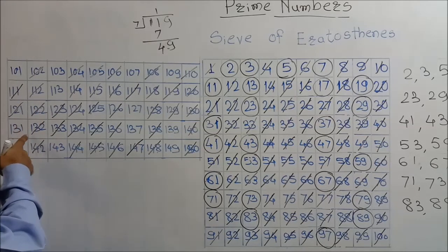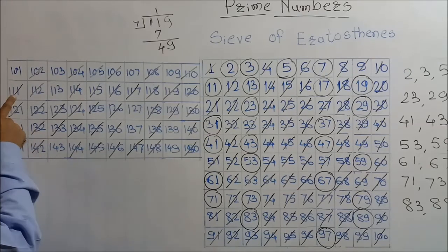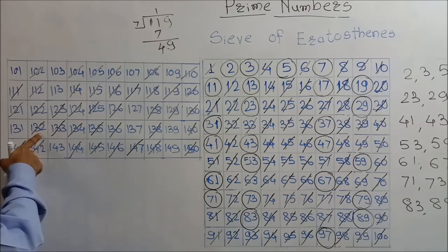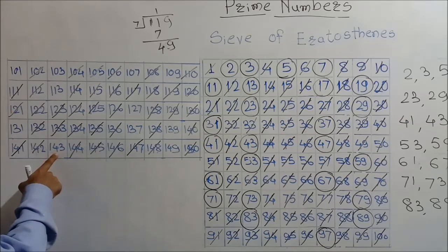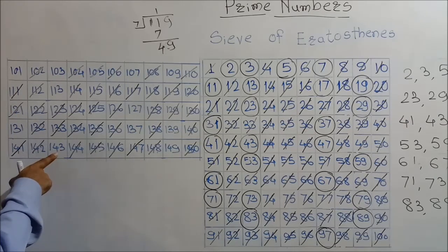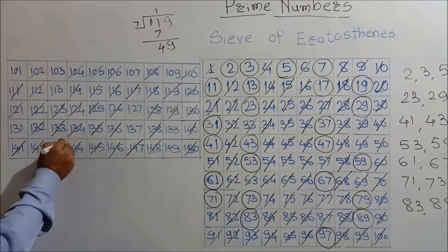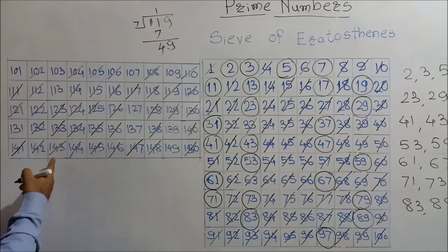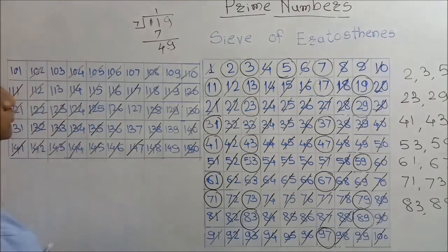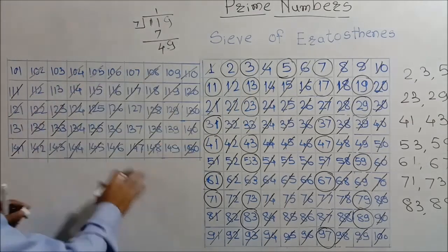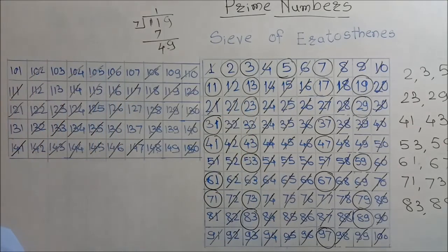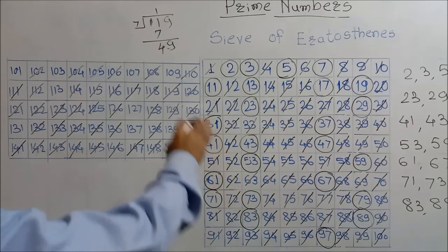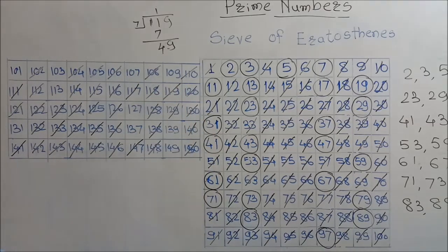Now we'll go for 132. It's in the table of 11. 11 12s are 132. Now 11 13s, we will get 143. So we are going to cut 143 also because it is divisible by 11 and 13. So we are trying to find out whether the numbers can be divided by the prime numbers, because after that the number cannot be divided. Now we have checked for 11, now we have to check for 13.